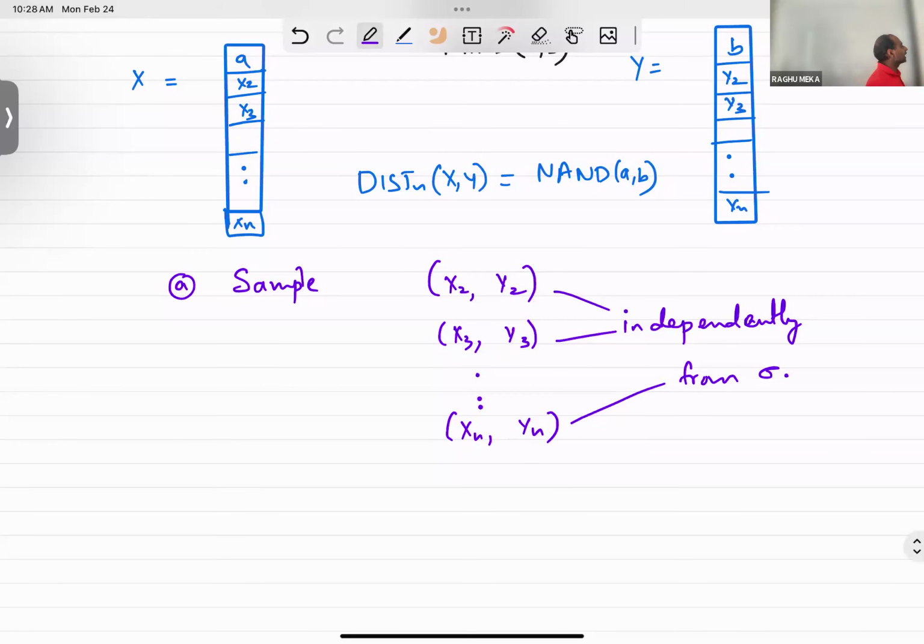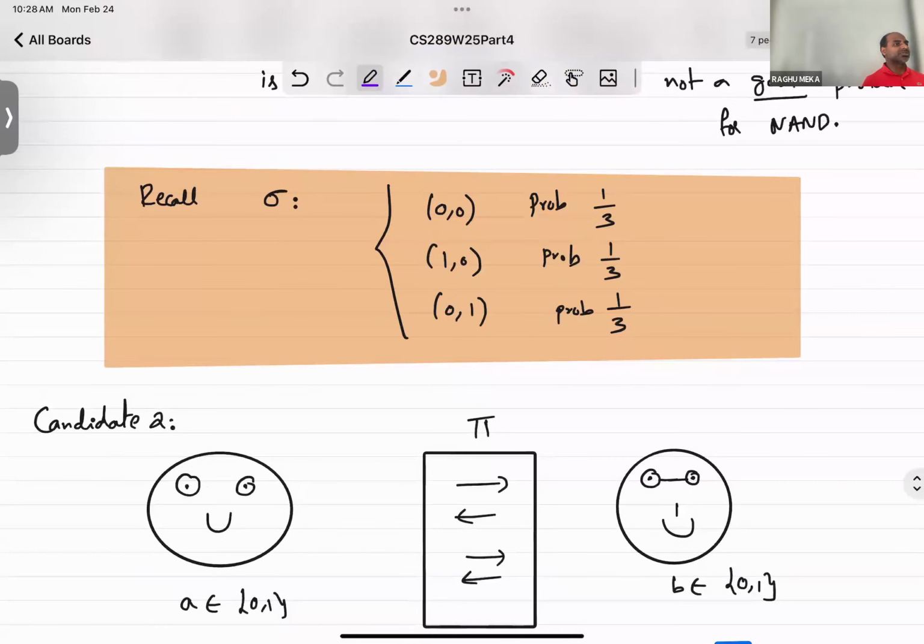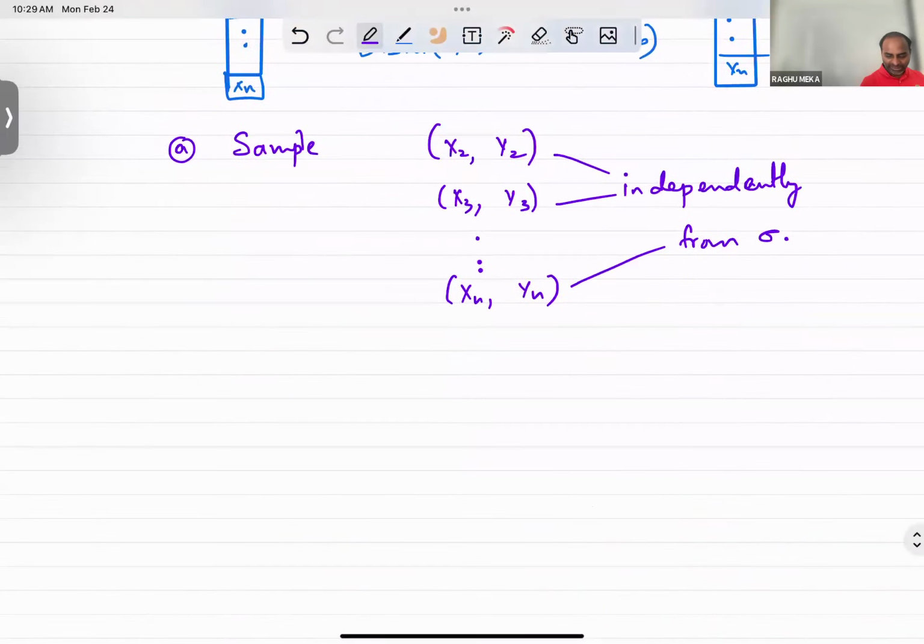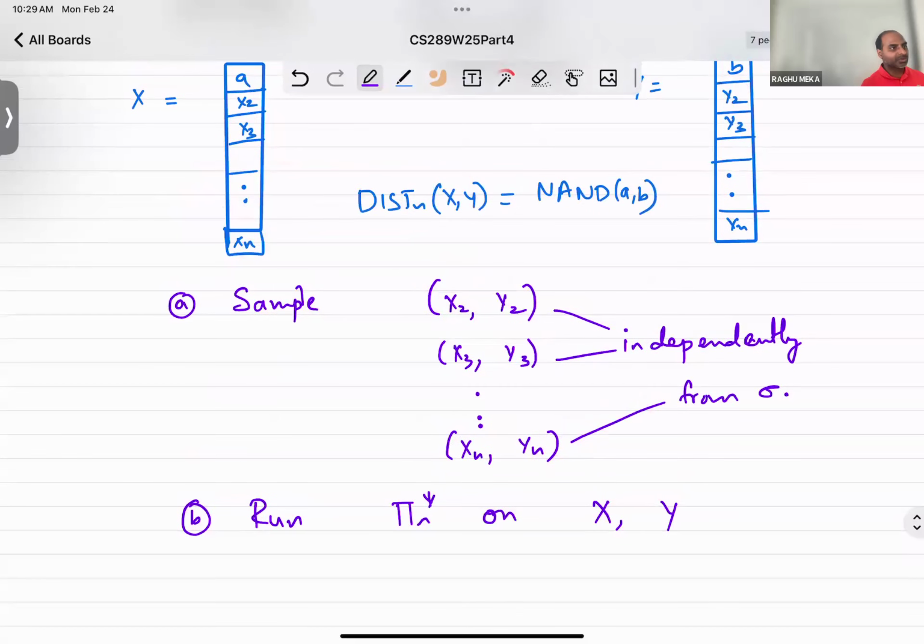Each xi, yi is sampled independently from sigma. So x2, y2 is going to be exactly one of these three options, (0,0), (1,0), or (0,1), each with probability 1/3. x3, y3 is also going to be the same thing, independent, and so on and so forth. After this, the idea is to run pi n star on x comma y. This is x, this is y.